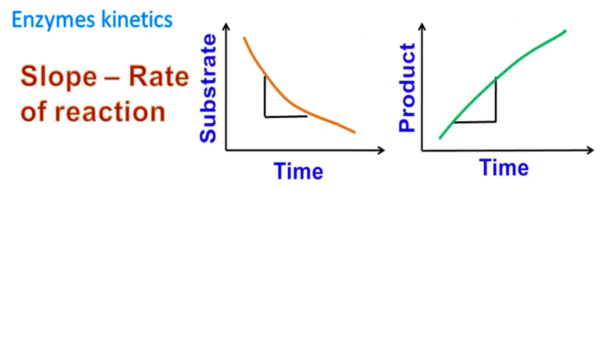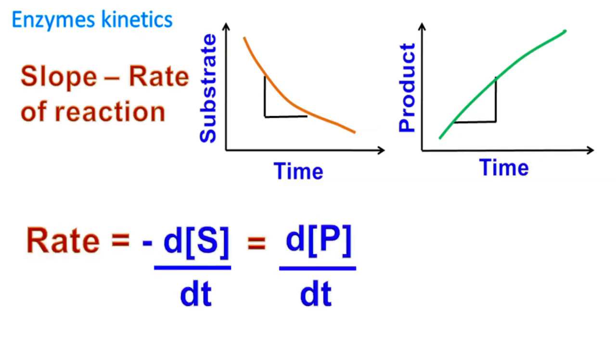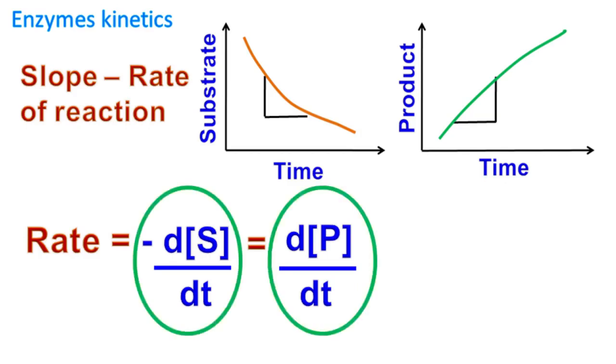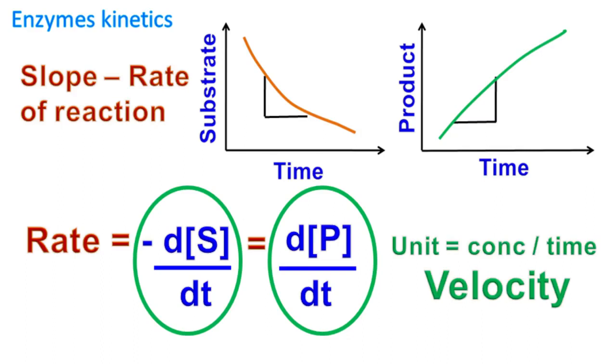If we take the slope of the graph, then what we get is the rate of reaction. The rate of reaction is the change in concentration of substrate or product per unit time. As the substrate concentration is decreasing, we use negative sign, while in case of products, we use positive sign. The unit of rate of reaction will be concentration per unit time. We can also call this as velocity of the reaction as the concentration is changing with respect to time.